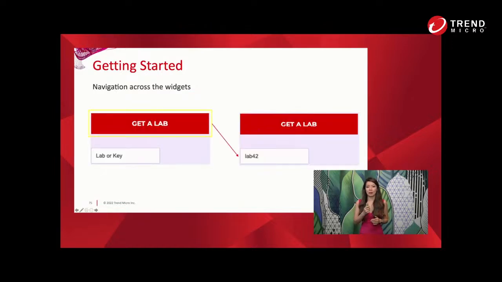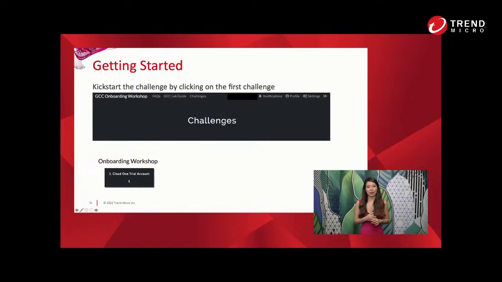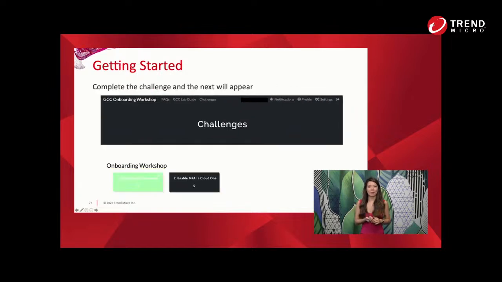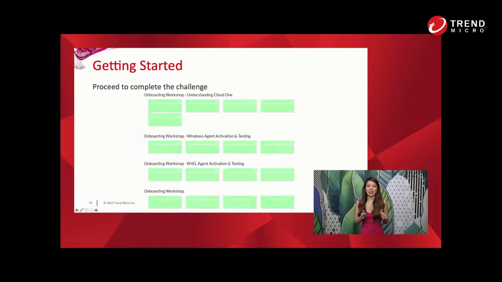Cool. Now how you can do navigation across the widgets. Firstly, you have to get a lab. So by clicking on the lab key button, you'll be issued a key, and that's the lab ID that you'll be using for the lab environment. And now you can start a challenge anytime by clicking on the first challenge. So the challenge works this way. You will not be able to unlock new challenges until you clear the previous challenges. So in this case, you are not able to skip ahead and do the challenges that you want to do. In total, you will have to clear 17 challenges.